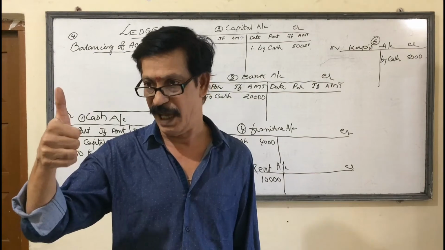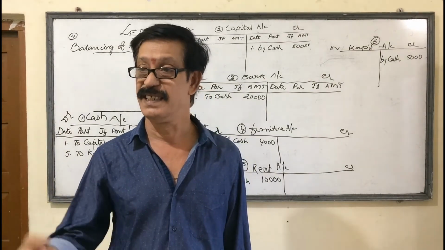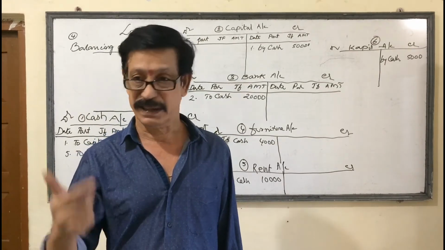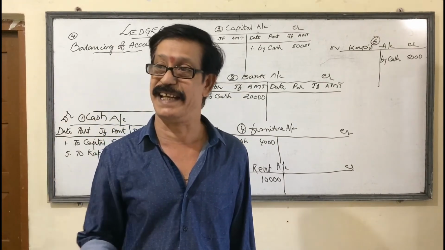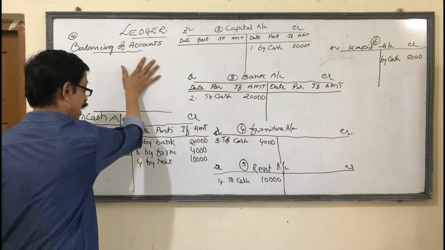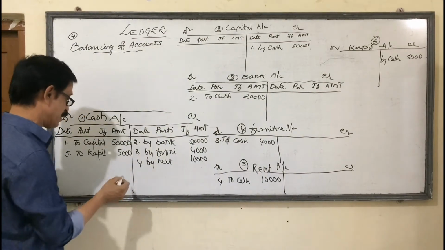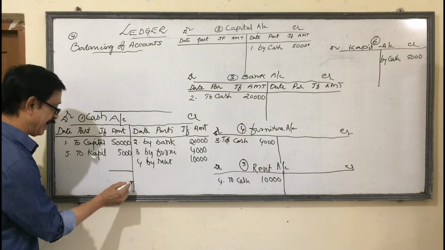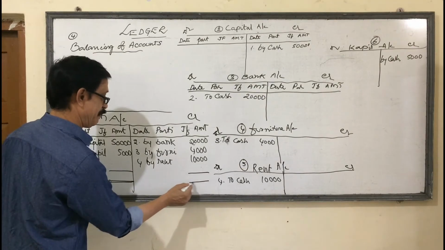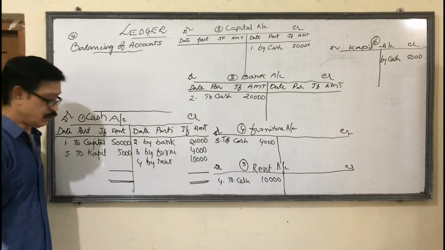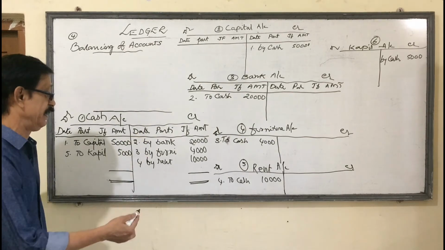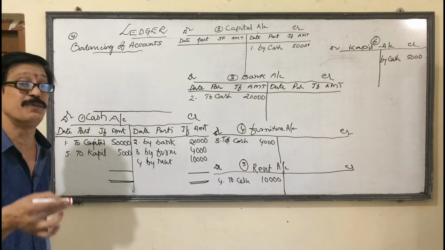What is the first one? Identification of transactions. Second one, recording in the journal book. Third one, posting into the ledger accounts. Fourth one is balancing of accounts. When we are balancing the accounts, first we have to take 2 parallel boxes on both sides, debit and credit. Now we have to total whichever side is more.